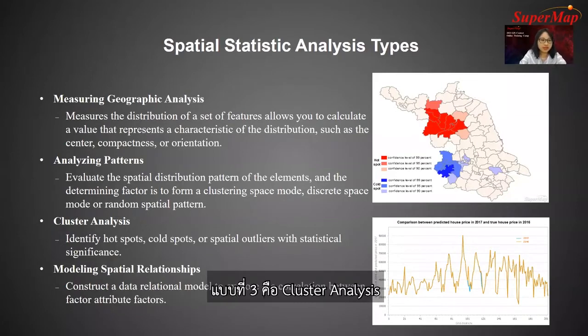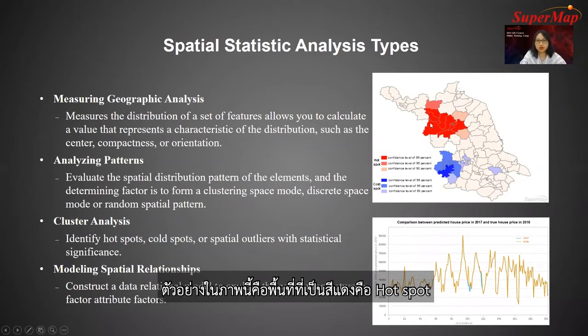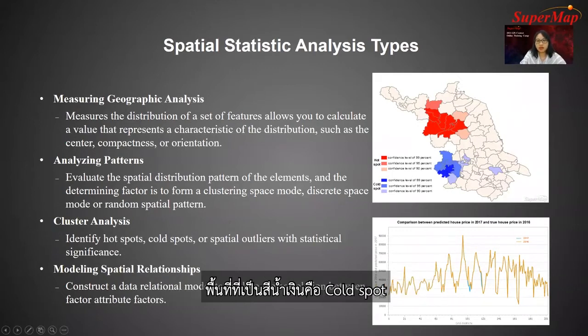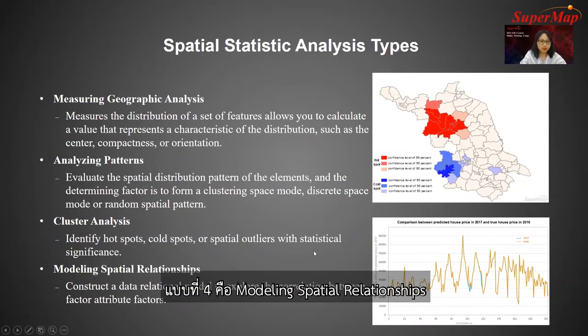And the third one is cluster analysis. This is much easier to understand: hotspot analysis is often based on a set of weighted features. So it can solve problems like where the clusters, cold spots, and hot spots are, just like this picture shows. The red regions are the hot spots and the blue areas are the cold spots. And the last one is modeling spatial relationships.